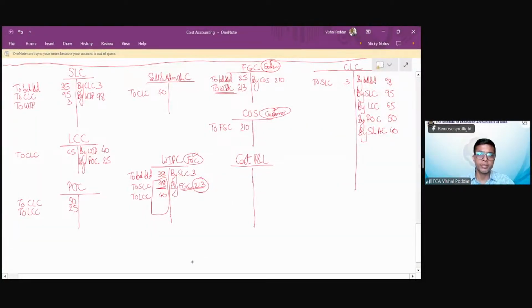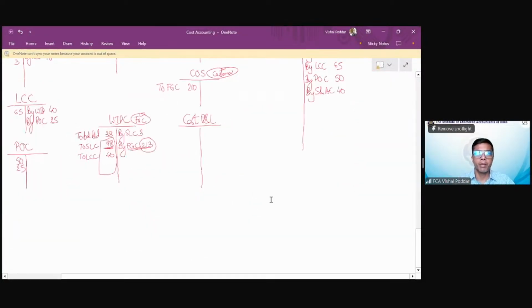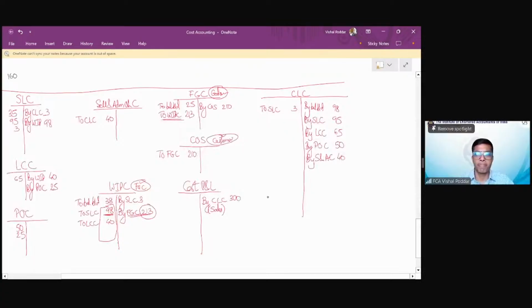If you remember the transaction for sales, I will be crediting it over here. And whom do I debit? I debit the debtors. I debit cash bank, which is represented by CLC. In bracket, I'm writing sales just for reference purpose as to what this transaction represents. So to cost P&L, in bracket sales, 300.